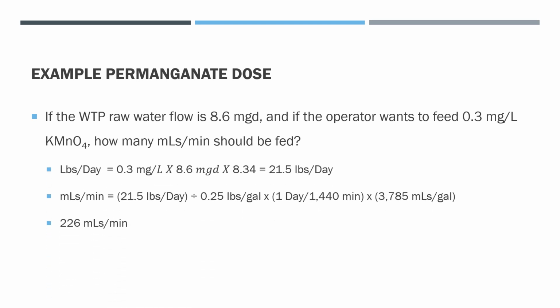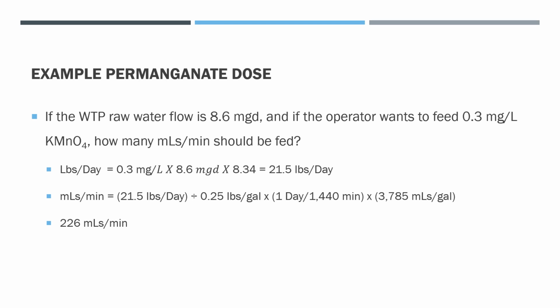I'm going to take the pounds per day needed, which is 0.3 milligrams per liter times the 8.6 mgd times 8.34. I'm going to need to feed 21.5 pounds per day to achieve a 0.3 milligram per liter dosage of permanganate if the flow rate is 8.6 mgd.